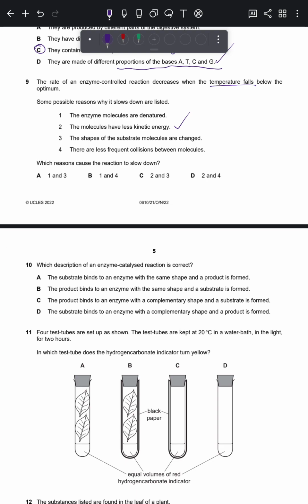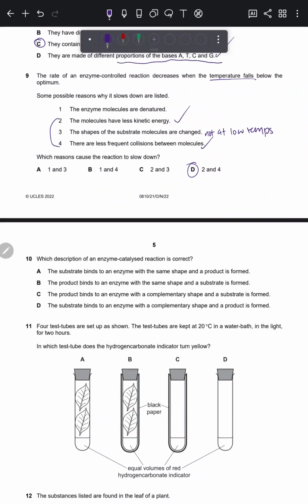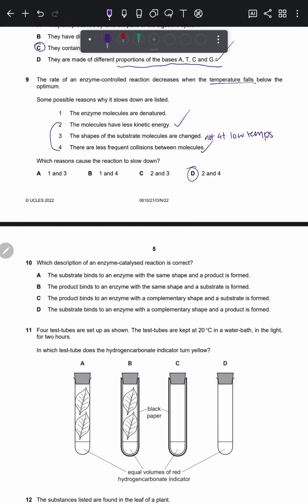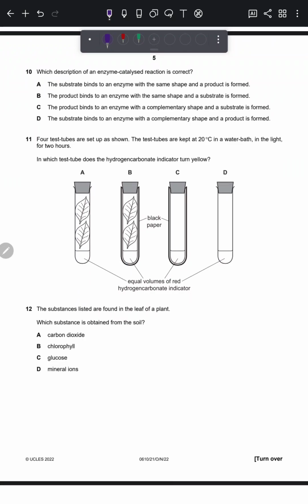The shape of substrate molecules is changed, not at low temperatures. There are less frequent collisions. Yes, this is more chemistry than biology, but yes. So if particles have less kinetic energy, they collide less frequently, and therefore they react less, which slows down the rate of reaction.